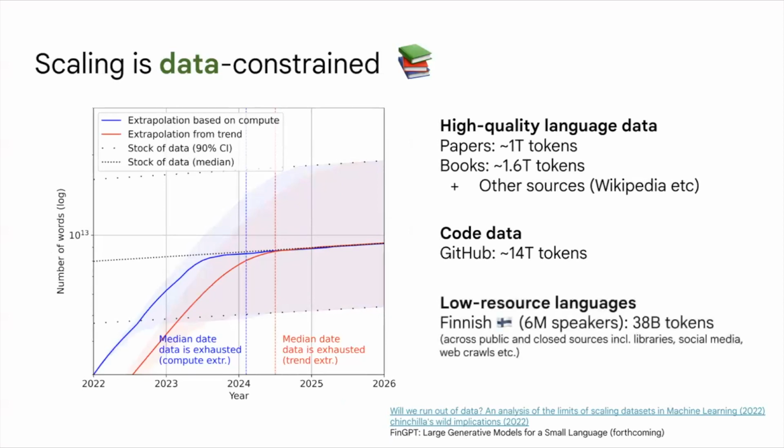And then for low resource languages, we are already pretty data constrained. Recently I was working on a project building a large language model for Finnish. And that's not a super low resource language. It is pretty low resource with 6 million speakers, but there's many more languages with much fewer speakers. And all we were able to get was 38 billion tokens, even though we had partnerships with a few private companies and access to libraries through public partnerships. So we were pretty data constrained in that scenario.